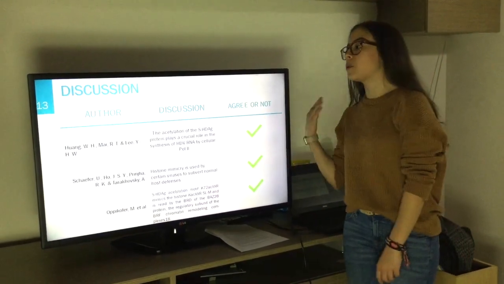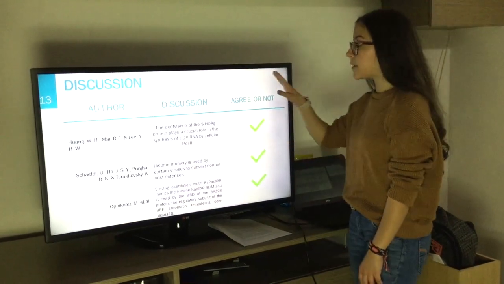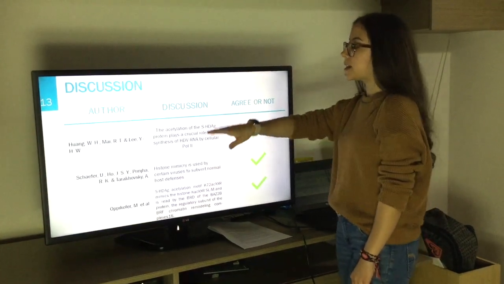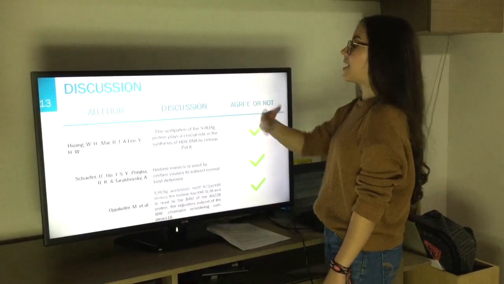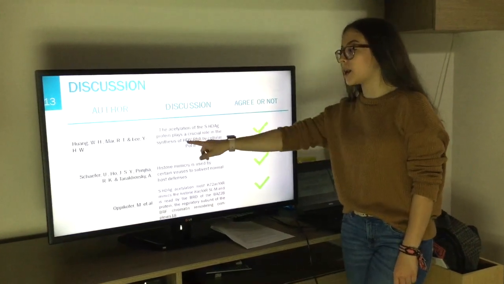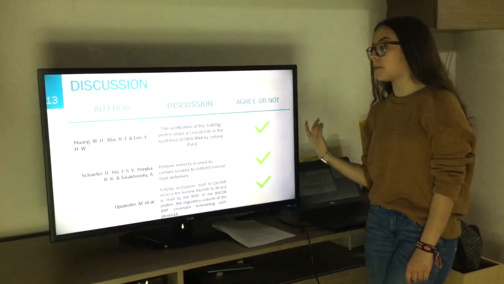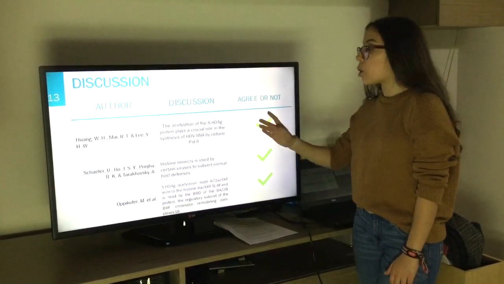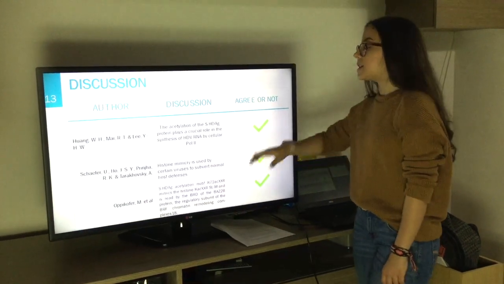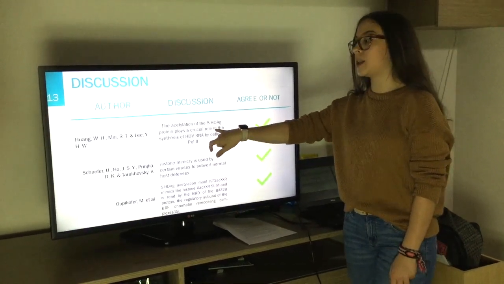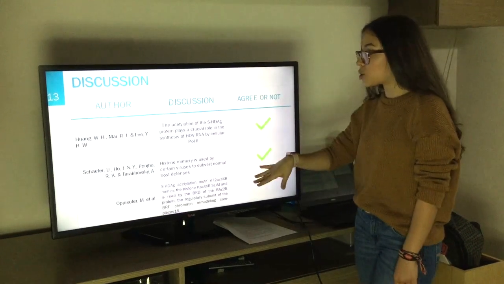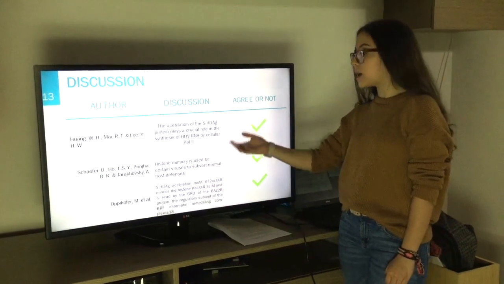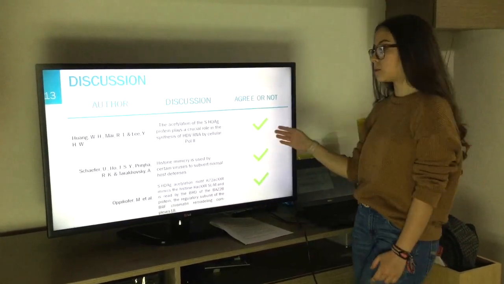Okay, so in the discussion we used three authors just to compare if they agree or not with the whole point of the article. So the first one said that the acetylation of the small hepatitis delta antigens protein plays a crucial role in the synthesis of the hepatitis delta virus RNA by cellular polymerase II. So that is completely right, because the whole point of the exposition was that these proteins are the ones important for the mimicry of the histone 3, and if they get bound to the rhododomain, they can activate the polymerase II, so they are right.